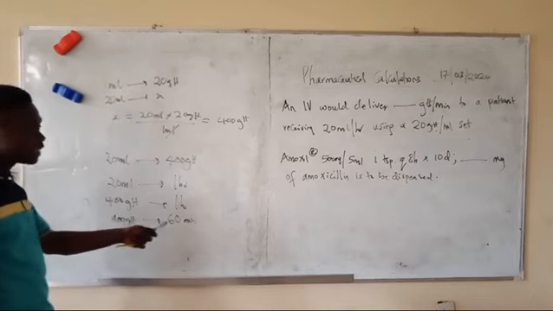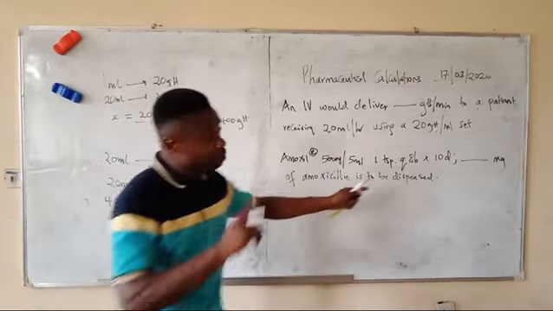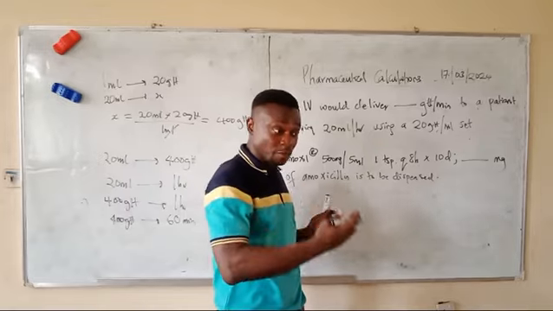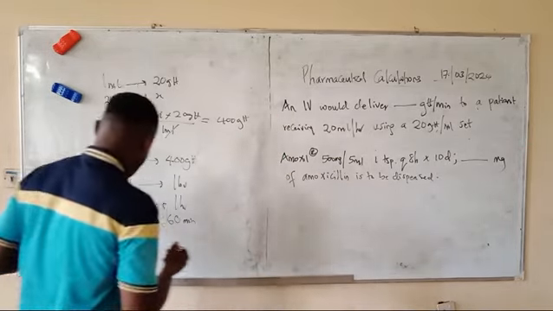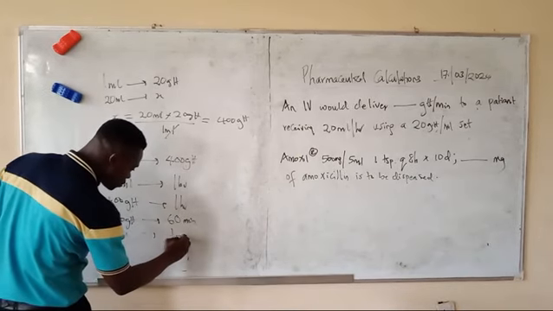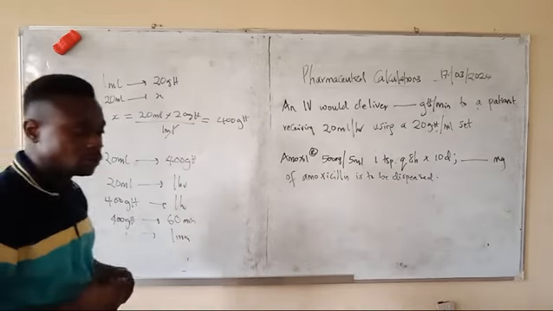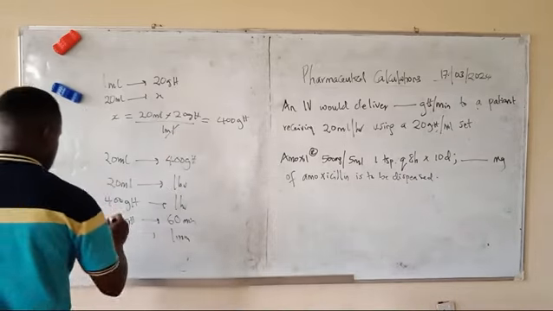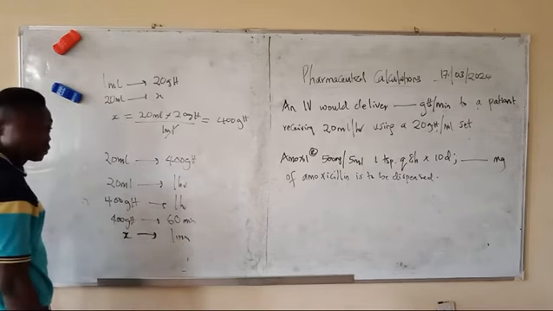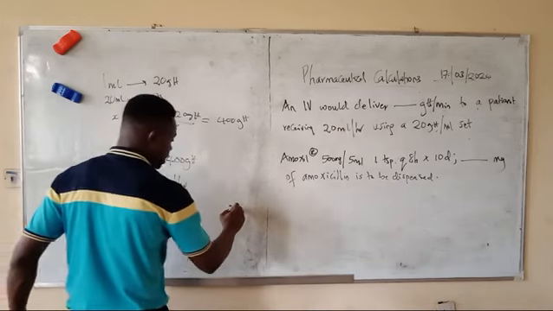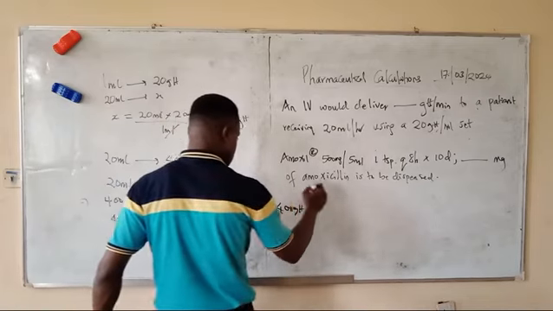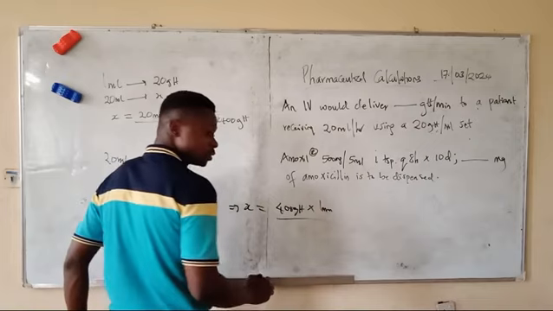If we have 400 drops in 60 minutes, remember we are calculating drops per minute. So how many drops will be in 1 minute? X drops will be in 1 minute. X is 400 drops times 1 minute over 60 minutes.